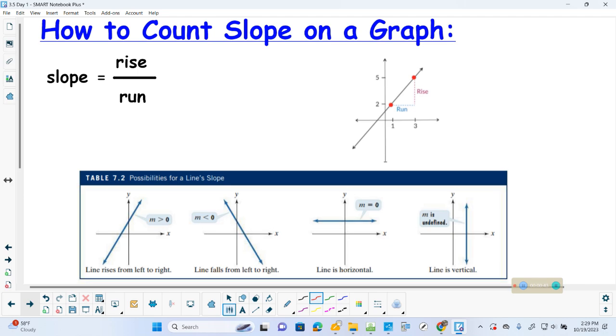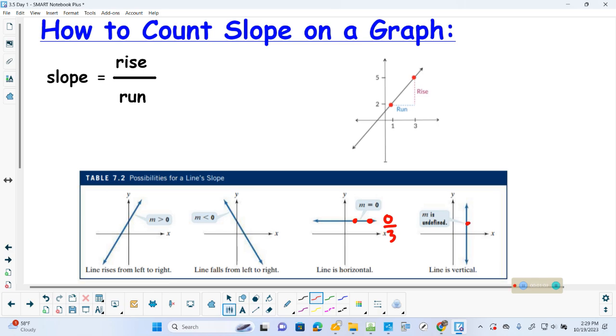Now, why do we like slope? Well, if your slope's positive, we know the line rises left to right, negative falls left to right. Horizontal always has a slope of 0. The reason is if you pick 2 points on here, you don't have a run. You'll always have 0 over whatever number, which is 0.